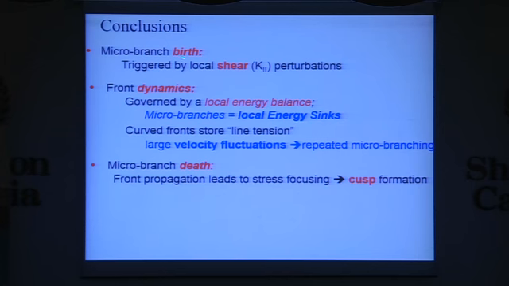we've seen that microbranch birth is triggered by perturbations, but not just any perturbation, local shear perturbations. So there's a fluctuating K2 component. When it gets large enough, it generates the birth of a microbranch. And we've looked at how they die. They die because another singularity forms on top of the singular crack front, which is a cusp singularity. And once that forms, that's the mechanism that gives rise to the death of these things. And I thank you for your attention.